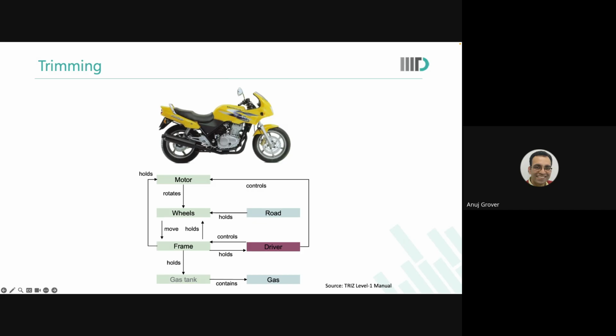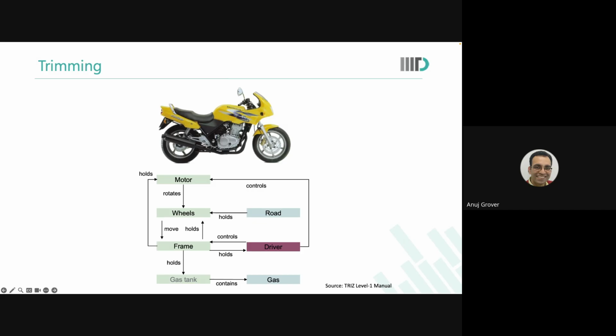Now, which are the auxiliary functions? Motor rotates wheels, wheels move frame, frame holds wheels. Driver controls frame. That is also an auxiliary function. Road holds wheels. That is also an auxiliary function. Frame holds gas tank, gas tank contains gas, as an additional function. Gas is a super system component. Frame holds motor is also an auxiliary function. Driver controls motor is also an auxiliary function. Are you able to see this?